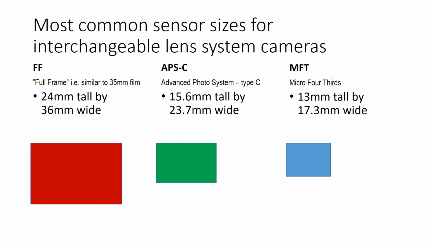Next we come to APS-C, a smaller size of a sensor, approximately as wide as full frame is tall, so almost 24 millimeters wide and 15.5 millimeters tall. Finally, we come to micro four thirds, the smallest, 17.3 millimeters wide and 13 millimeters tall.